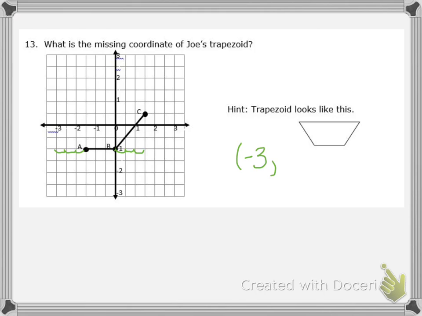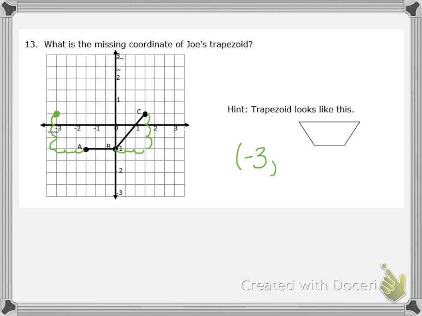Now I need to figure out what my y-coordinate is going to be. So I want to make sure that it is at the same distance from where we were on the x-axis. So I'm going to count 3 up from where we're at -3 on the x. And I land right here.